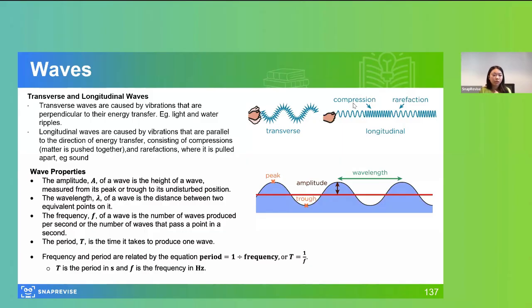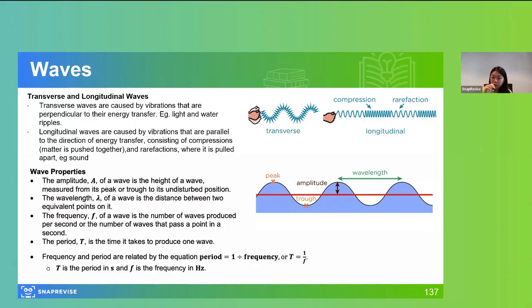Okay, cool. So, waves. There are two types of waves: transverse waves and longitudinal waves. Transverse waves are caused by vibrations that are perpendicular to the energy transfer. Perpendicular, that's an important part. If it is longitudinal, the vibrations are parallel to the direction of the energy transfer. So please be careful when you're comparing the two. Transverse is perpendicular to the energy transfer, longitudinal, parallel.